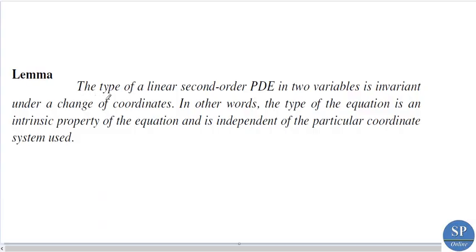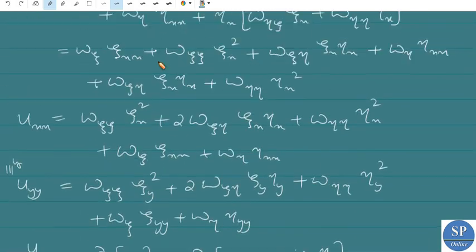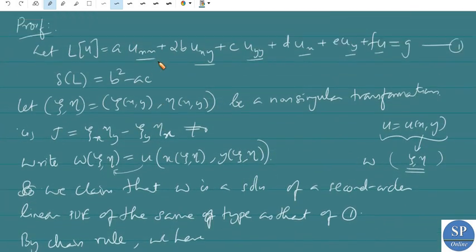In the last lecture, we were trying to prove this lemma, that the type of a linear second order PDE in two variables is invariant under the change of coordinates, or nonlinear transformation. For that, we have taken a second order PDE, L of u equal to G, and zeta, eta was our nonlinear non-singular transformation, and we have just found uxx, uxy, uyy, ux, uy and u in terms of w, in terms of zeta and eta.